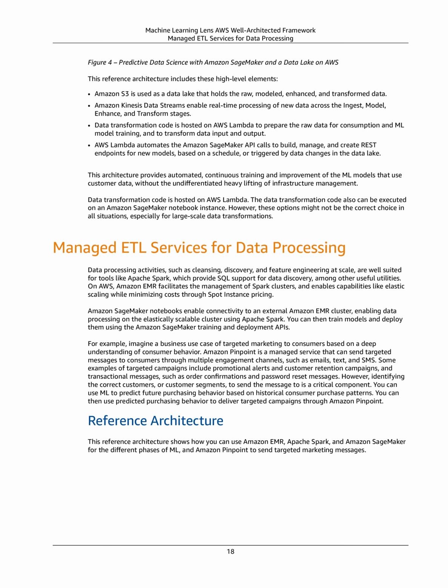Amazon S3 is used as a data lake that holds the raw, modeled, enhanced, and transformed data. Amazon Kinesis Data Streams enable real-time processing of new data across the ingest, model, enhance, and transform stages. Data transformation code is hosted on AWS Lambda to prepare the raw data for consumption and model training, and to transform data input and output. AWS Lambda automates the Amazon SageMaker API calls to build, manage, and create REST endpoints for new models, based on a schedule, or triggered by data changes in the data lake.